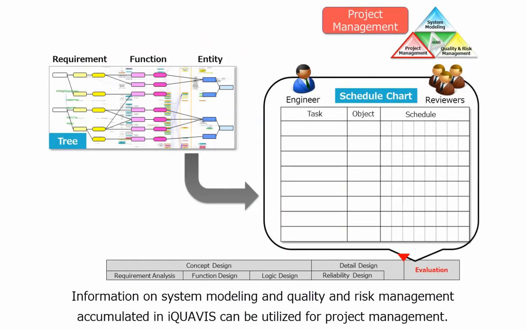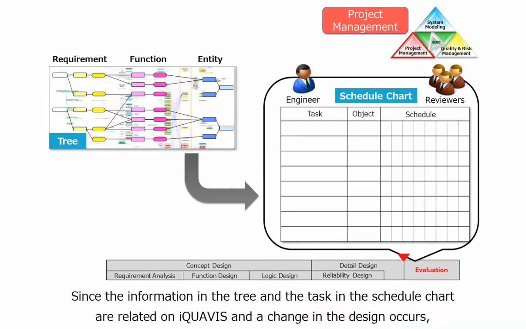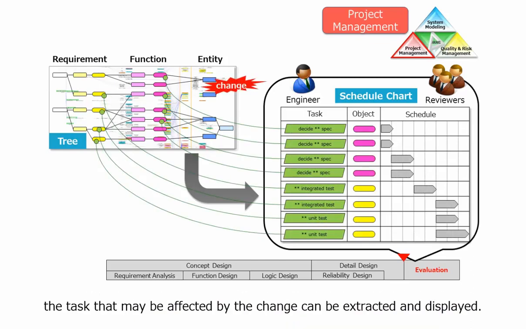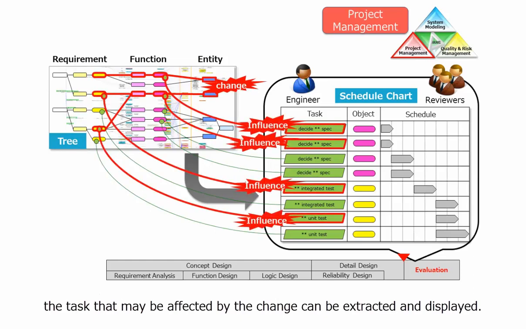Information on system modeling and quality and risk management accumulated in iQUAVIS can be utilized for project management. Since the information in the tree and the task in the schedule chart are related on iQUAVIS, when a change in the design occurs, the task that may be affected by the change can be extracted and displayed.